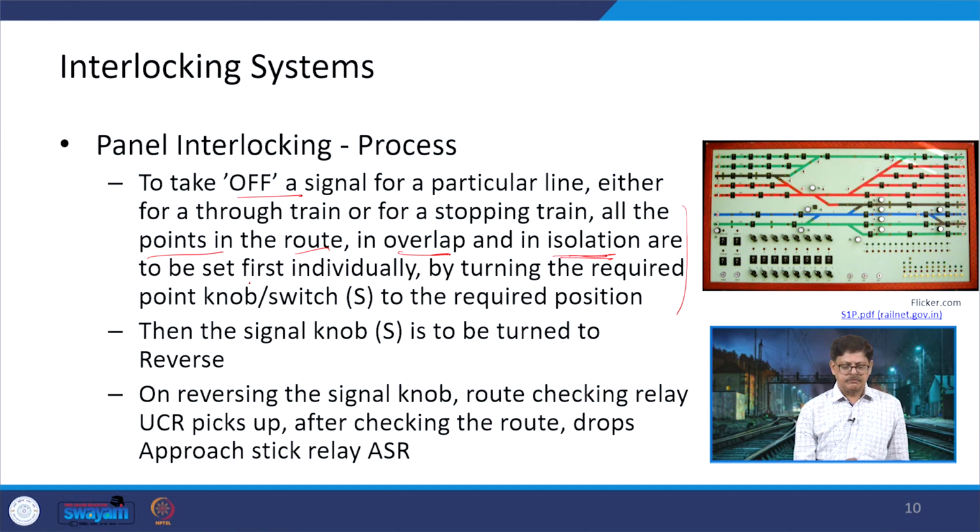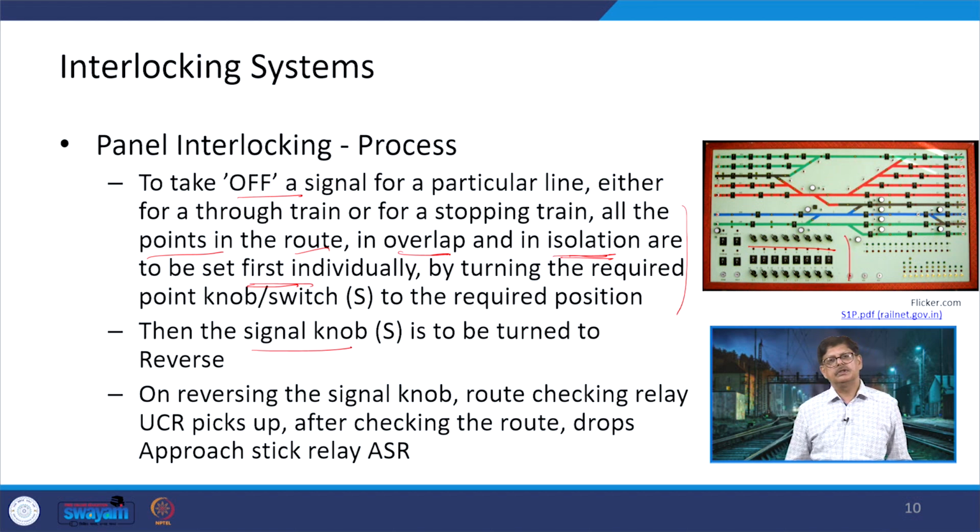All of these are going to be set individually, one by one. For setting that, there are certain knobs, and those knobs are operated, and as soon as you operate those knobs, that setting will happen and it will be shown on this panel. Now, once the points are set, the signal knob S is to be turned to the reverse. So, the two systems are there in this case.